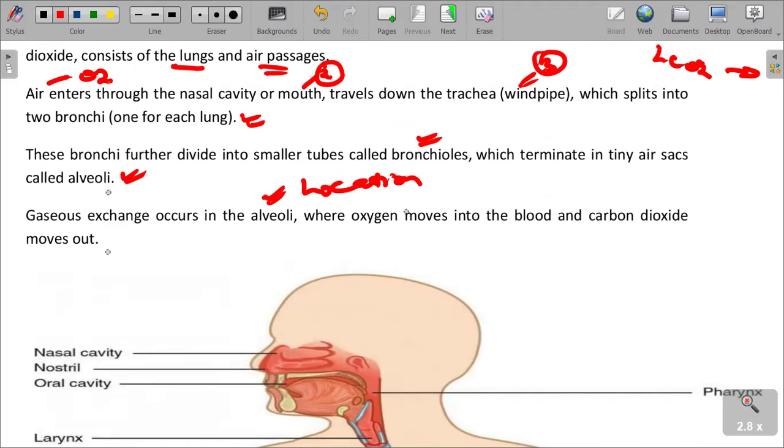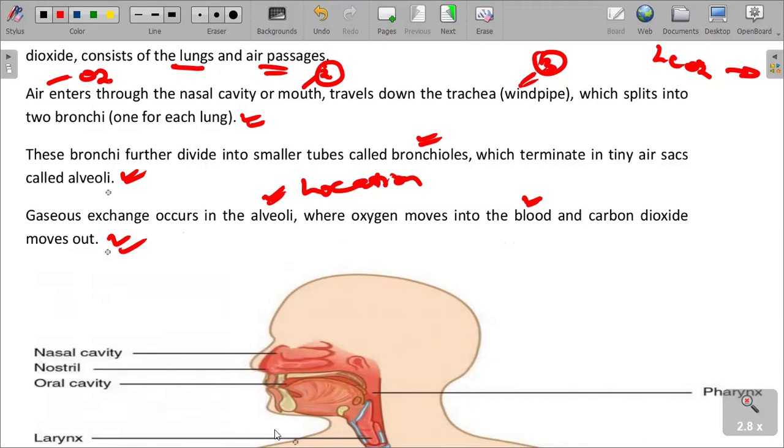Oxygen moves into the blood and carbon dioxide moves out.